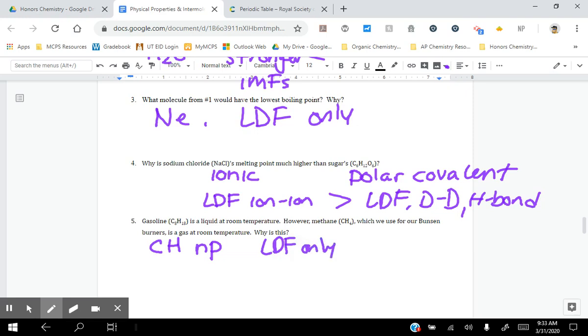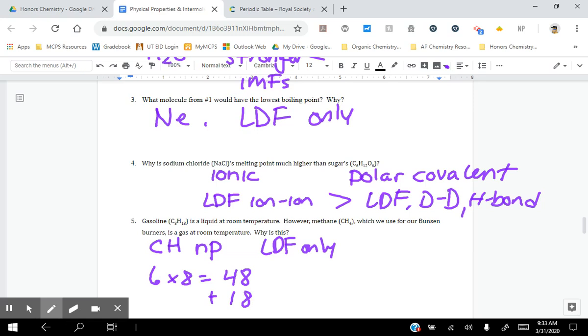you have to look at the number of electrons that each atom has. So we know that we can use our atomic numbers. So carbon has an atomic number of 6 times 8 atoms. 6 times 8 is 48. Plus the atomic number of hydrogen is 1 times the 18 hydrogens we have.